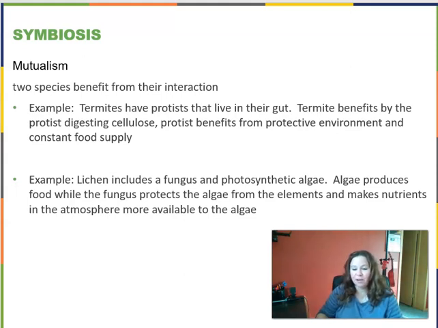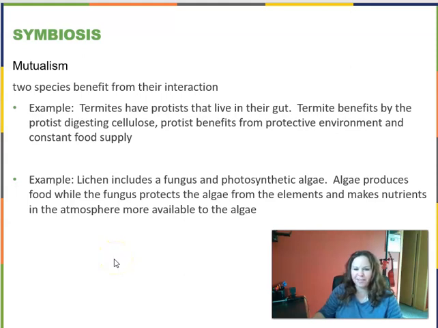Lichen includes a fungus and a photosynthetic algae. The algae produces the food through photosynthesis, while the fungus protects the algae from the elements and makes nutrients more available to the algae. So that's another great example of mutualism.